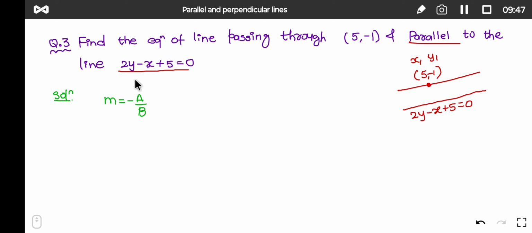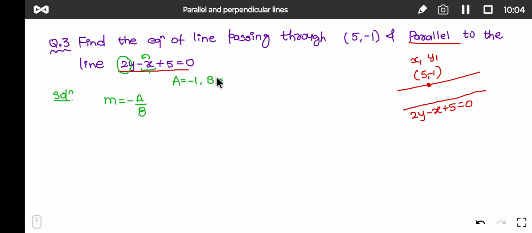But the twist is here, don't take the a value as 2, because a is nothing but the coefficient of x. So x is here in the second position. Okay, so the value of a in this equation is nothing but minus 1, because the coefficient of x is here minus 1. Then the value of b.